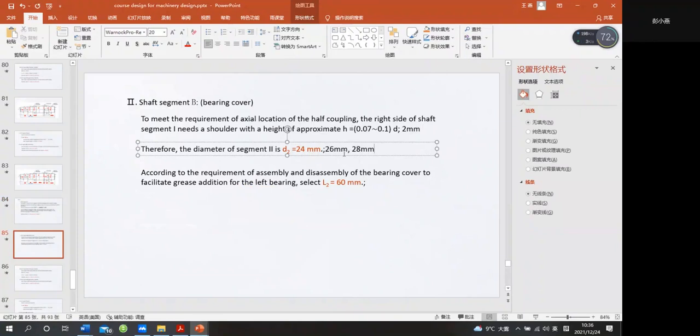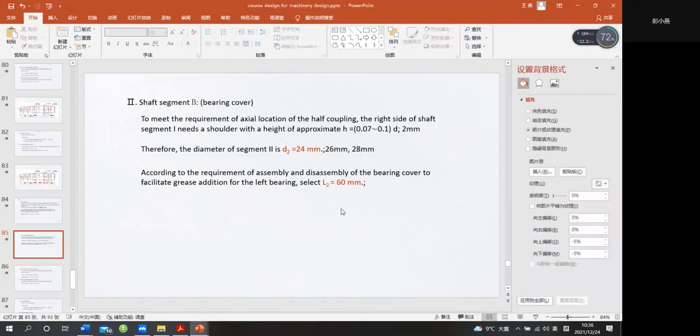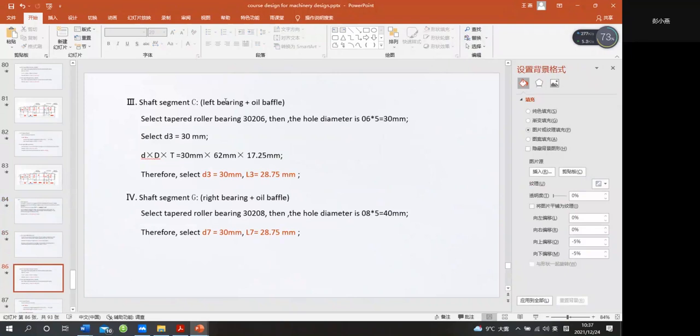Any problem? No, nothing. Okay, for the diameter of segment B and the length, you can still choose the length as 60 millimeter.